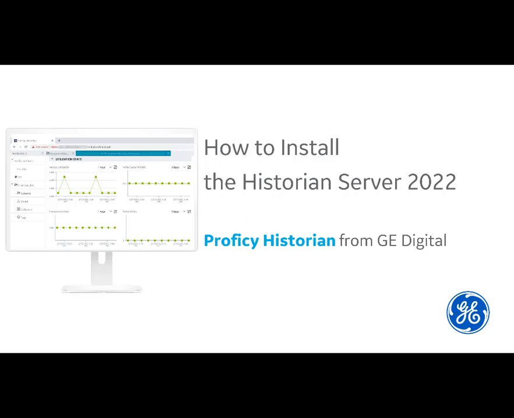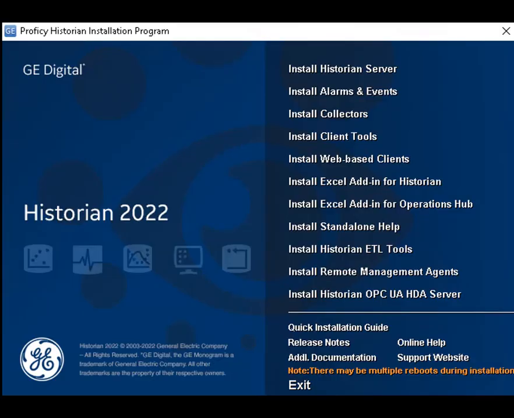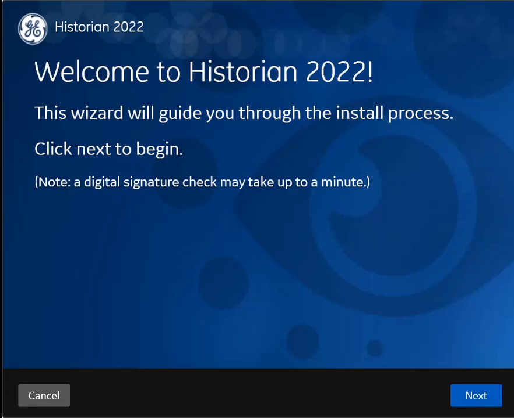Hi, I'm Swati. I'm an information developer at GE Digital. I'm going to show you how to install the Historian server. Let's begin. You'll need a machine with the Windows server. On the Historian installer, select Install Historian Server. The welcome page appears. Select Next.